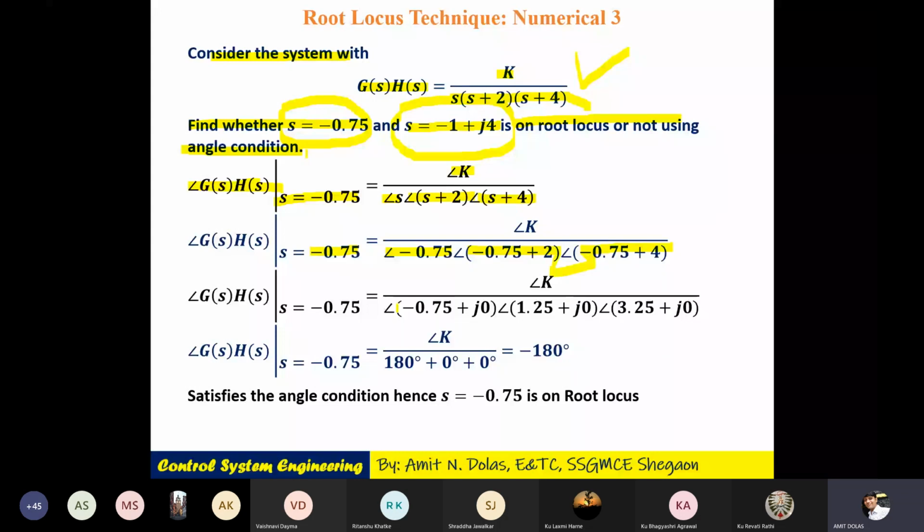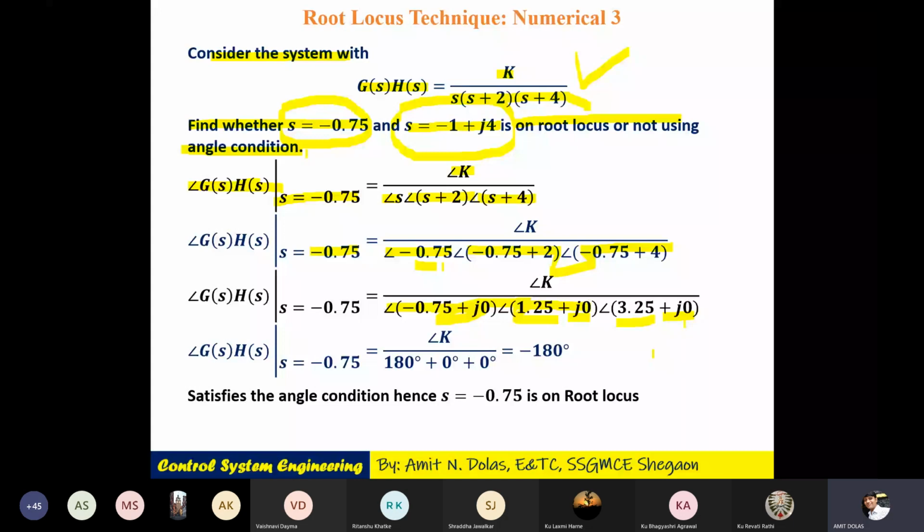So writing it in complex form, you know this is the real part, so the imaginary part is equal to 0. But to avoid confusion, we'll write it out. So the first angle will be: real part minus 0.75 plus J0. Similarly here, 2 minus 0.75 gives 1.25 plus J0, and 4 minus 0.75 gives 3.25 plus J0. Of course, the angle will be tan inverse of y by x, that is tan inverse of imaginary part upon real part.